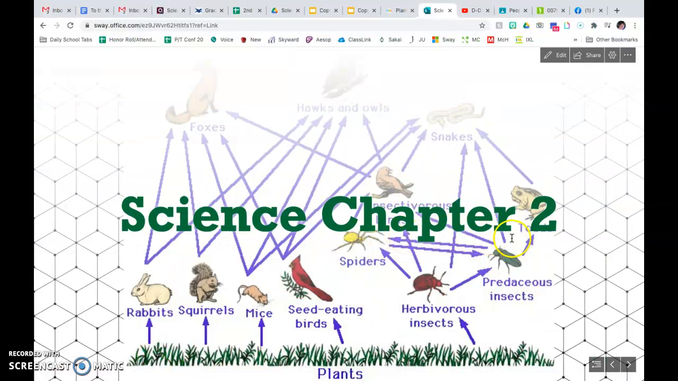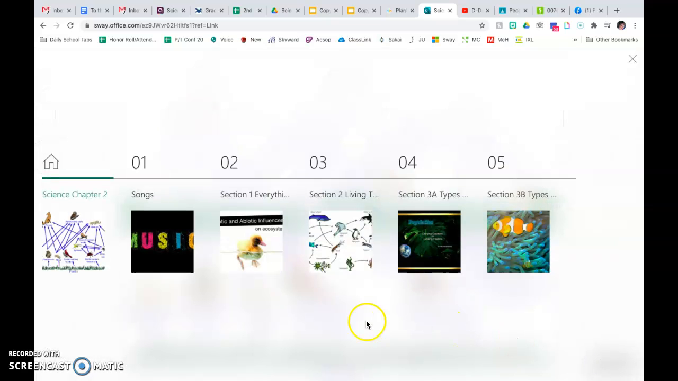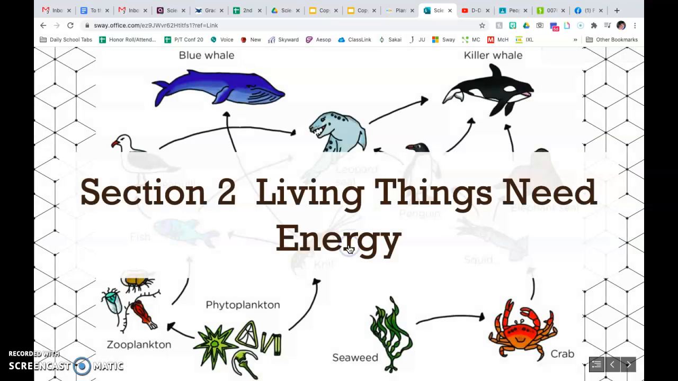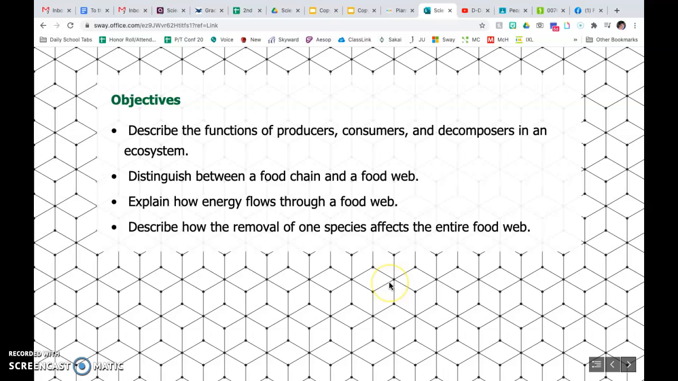Today we're going to do Science Chapter 2, Section 2. Living things need energy. So last lesson we learned about abiotic and biotic factors. So biotic, living, abiotic, non-living. And we also learned about the different levels of environmental organization.